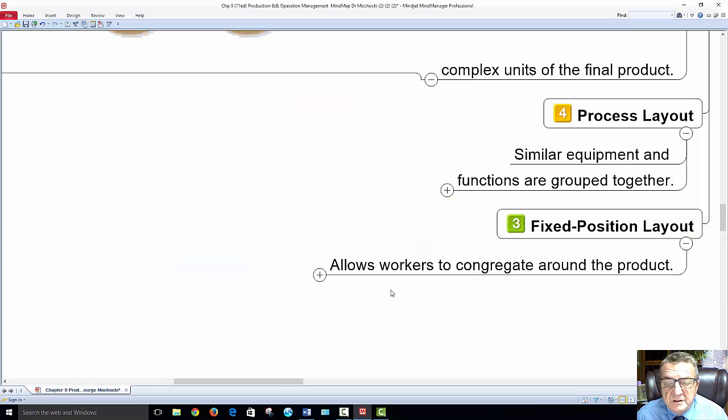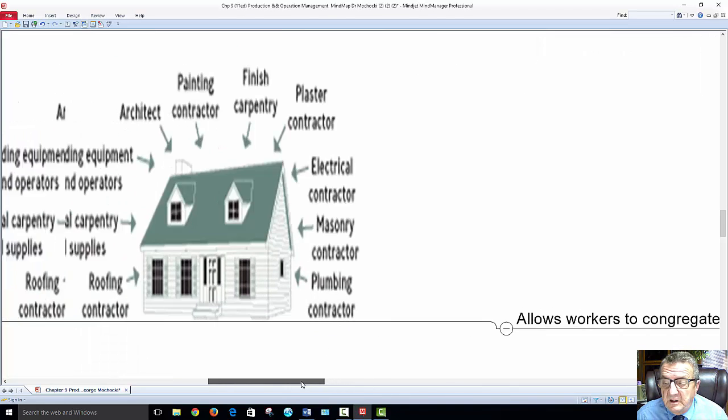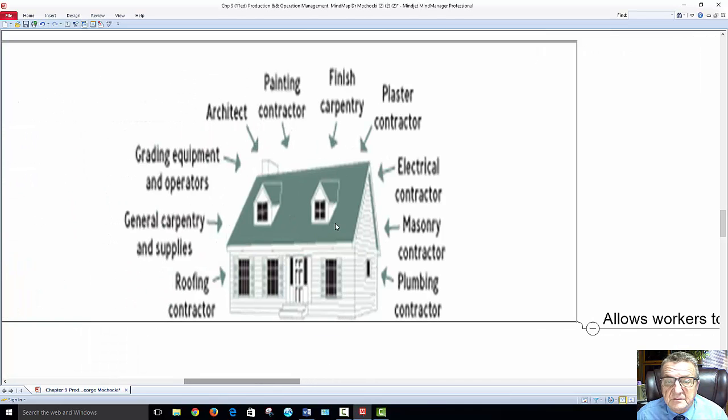Okay, fixed position layout allows employees to congregate around the product, like a house. And that's a good thing. But when we talk about the PERT and Gantt charts, you have to look at what time I come in. I can't come in there and put the roof on unless the carpenter puts the wood down. I can't put in the plumbing unless I have it framed on the inside. I want to be the first one in if I'm electrical, because once I get in, the plumber has to work around my equipment.